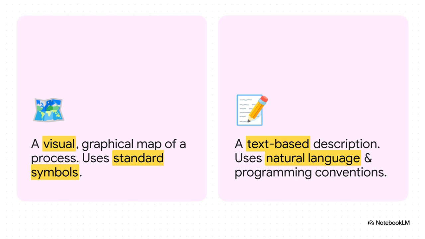While a flowchart is your visual map, pseudocode, which literally means false code, is a text-based outline. It's this cool blend of plain English and programming structure. It's perfect for quickly hammering out the logic before you get bogged down in writing real, syntactically perfect code.